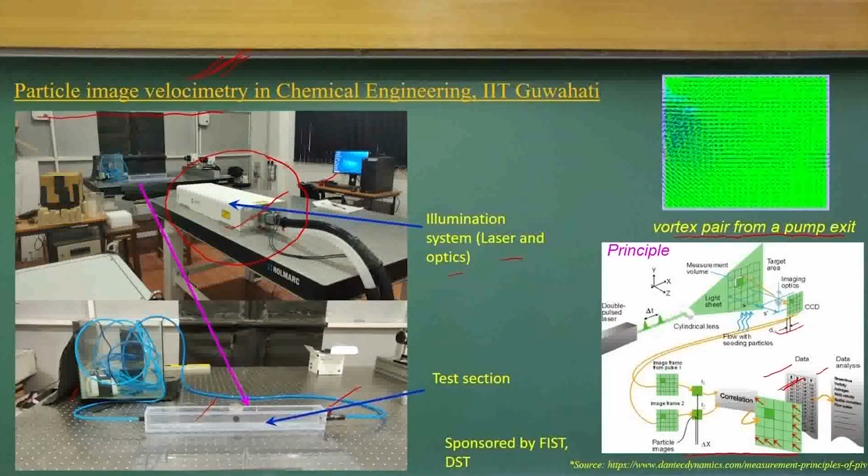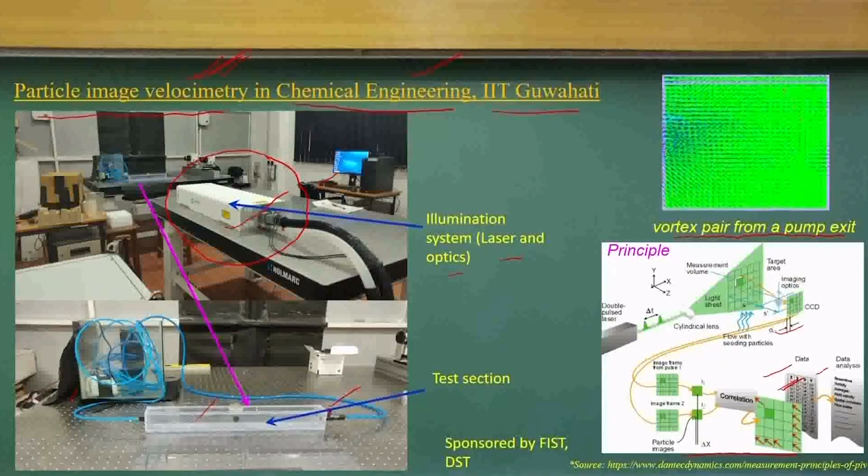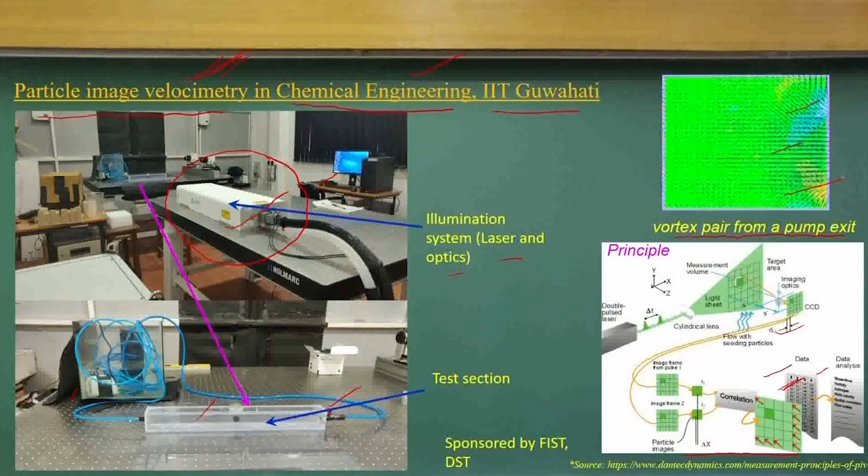These are very unique facilities that we have in the Department of Chemical Engineering, IIT Guwahati. What I want to say is that at present we have the facilities to measure the three-dimensional velocity fields very accurately, so that we can represent this type of vortex process as it happens.